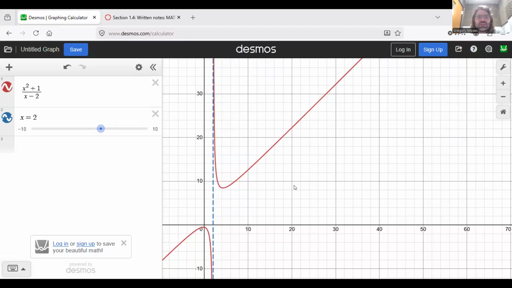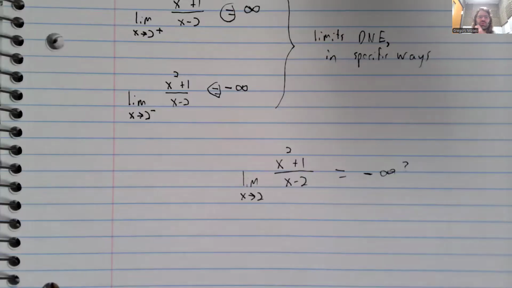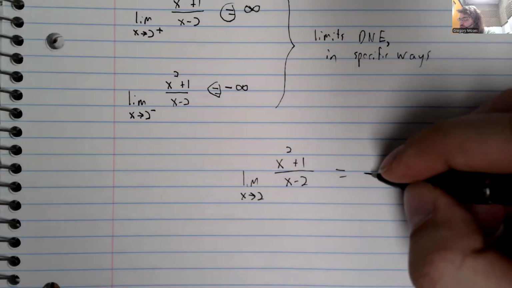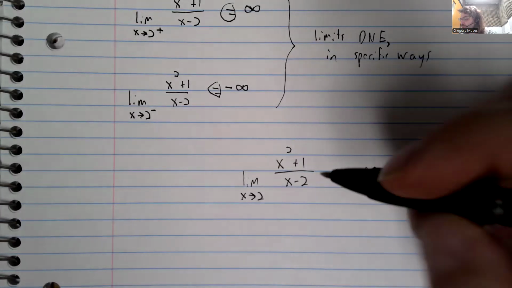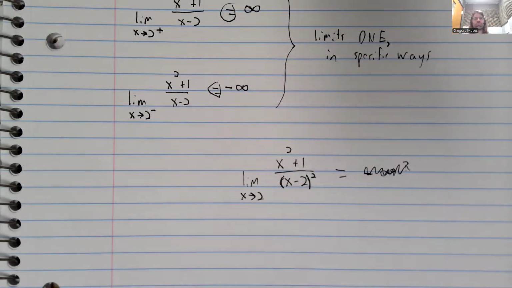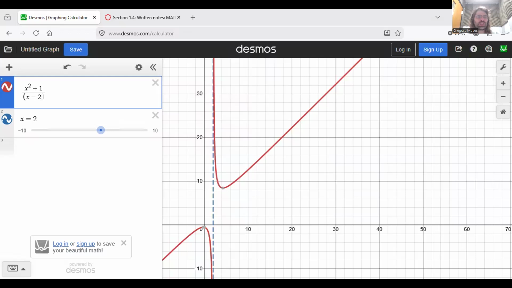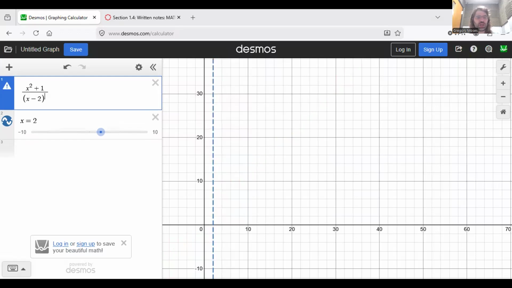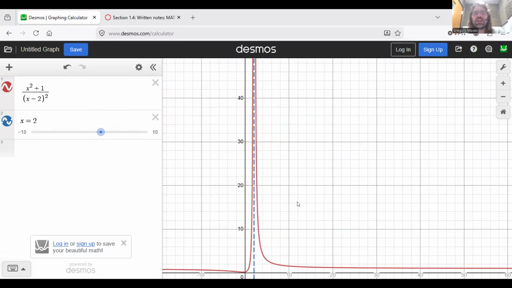Having said that, if we had, for example, the limit as x approaches 2 of x squared plus 1 divided by x minus 2 squared. Let's see what happens when we put a square around the denominator. Now, we still have a vertical asymptote. The limit still doesn't exist.